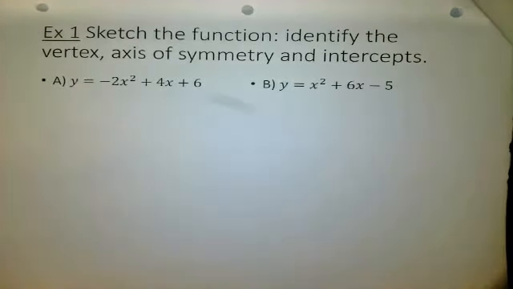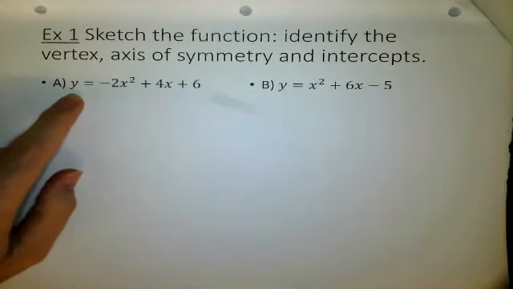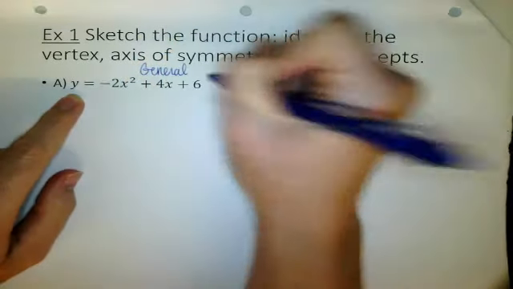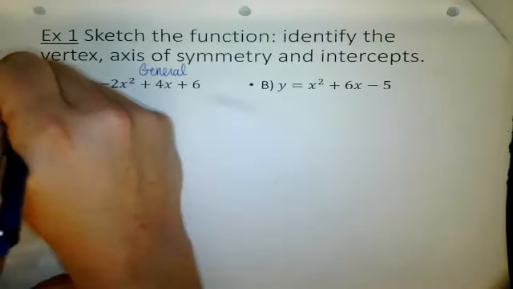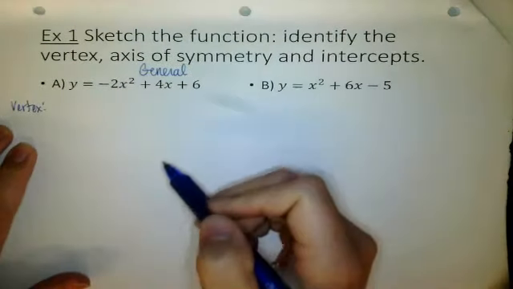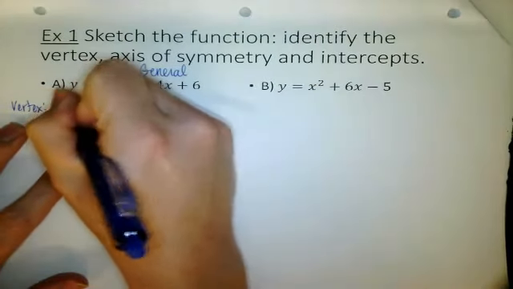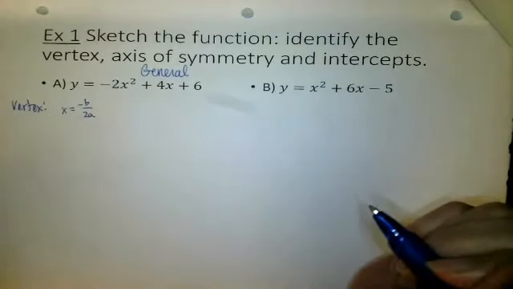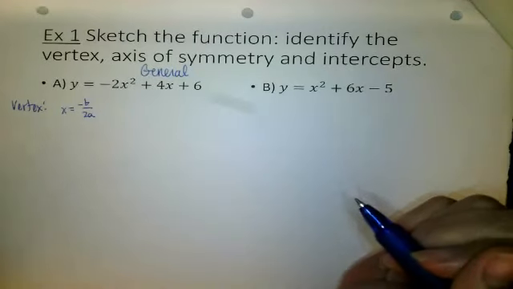Okay, so we have the function y equals negative 2x squared plus 4x plus 6. What form is this equation in? General form, or ABC form. And so the first thing we want to do is identify the vertex. How do we find the vertex when we're in general form? Yeah, x equals negative b over 2a, which is very similar looking to the quadratic formula, right?